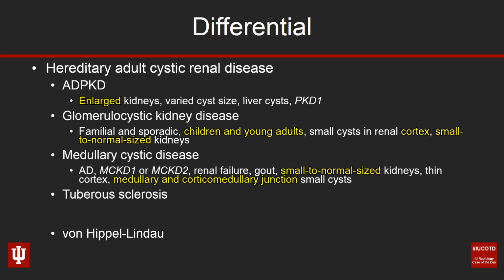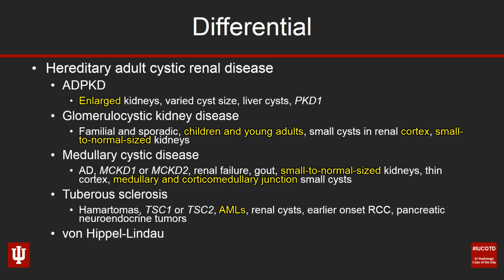Medullary cystic disease is an autosomal dominant mutation of the MCKD1 or MCKD2 genes resulting in adult-onset renal failure and gout. The kidneys are small to normal in size, with small cysts in the medulla and corticomedullary junction. The cortex is also thin.